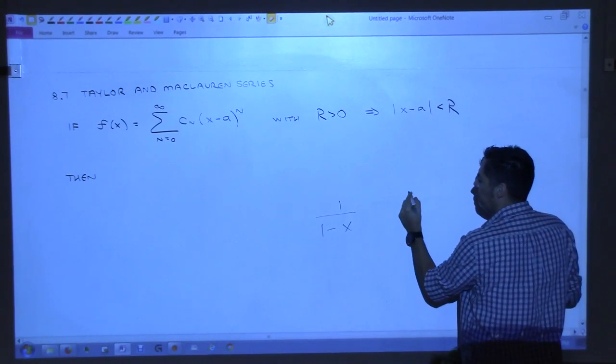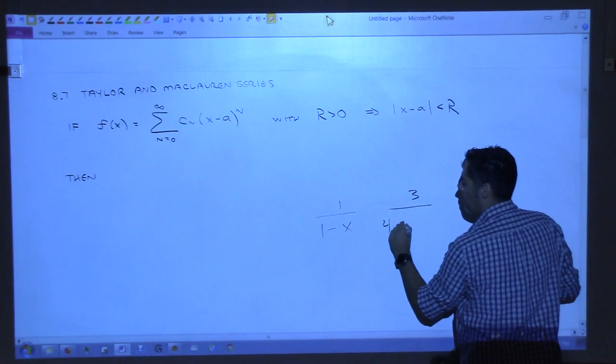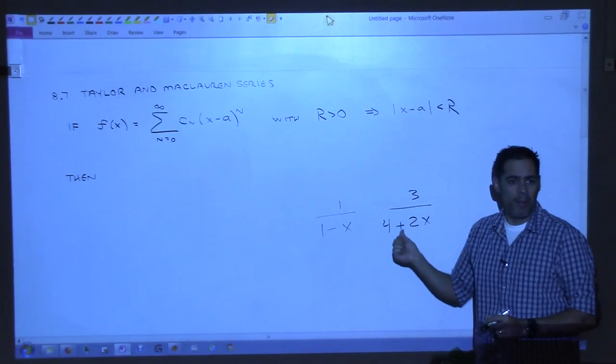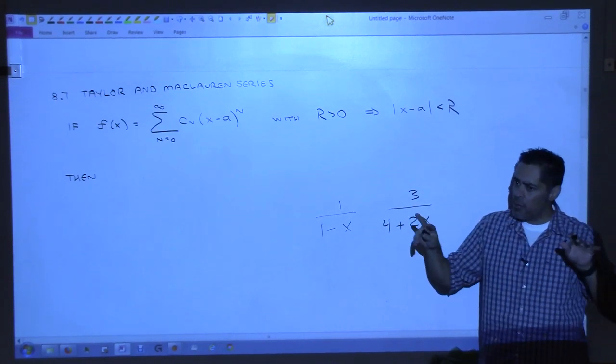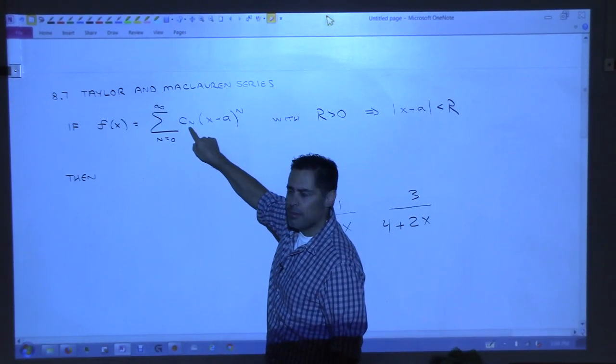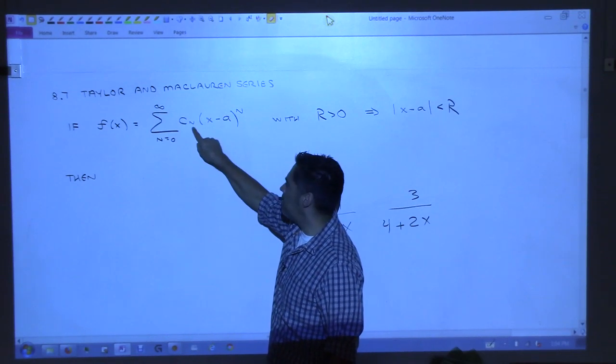Or we could do 3 over 4 plus 2x. We could do that one. These both could be converted to power series, right? And when we write their formulas, the main difference between the two is this. This is always the same. This is the part that's different.